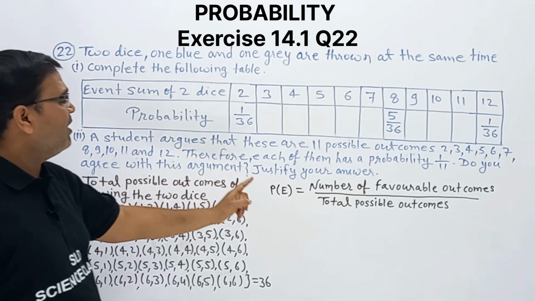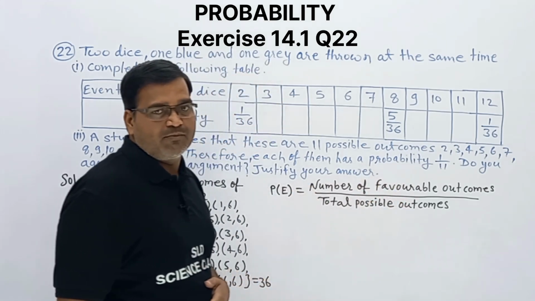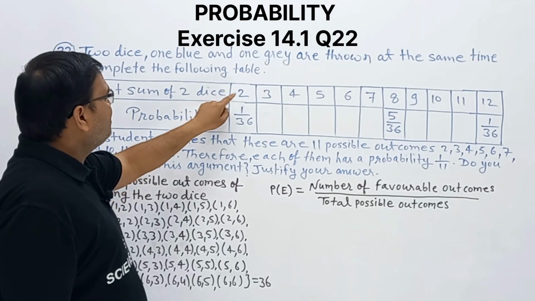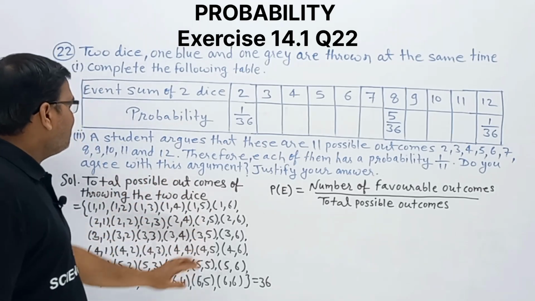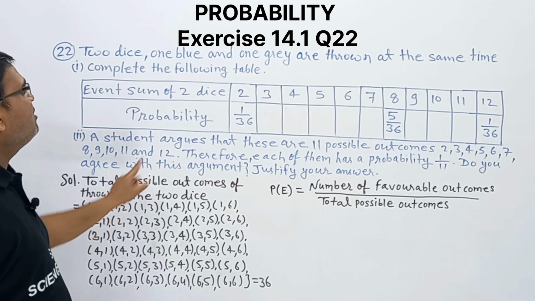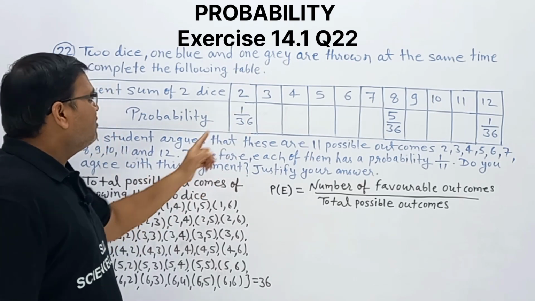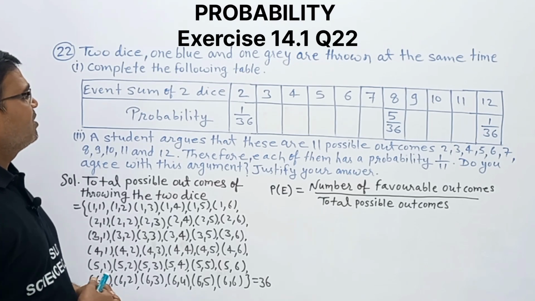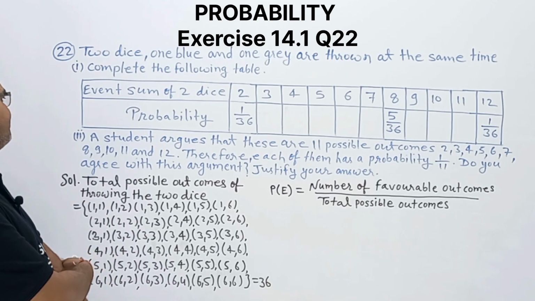So probability, we know well, the probability of an event is the number of favorable outcomes divided by total possible outcomes. For the first one, the probability is already given. For this situation, the number of favorable outcomes is 1, since in these 36 outcomes only 1, 1 has sum 2, divided by total possible outcomes 36. Clear? Similarly, we will complete this table.